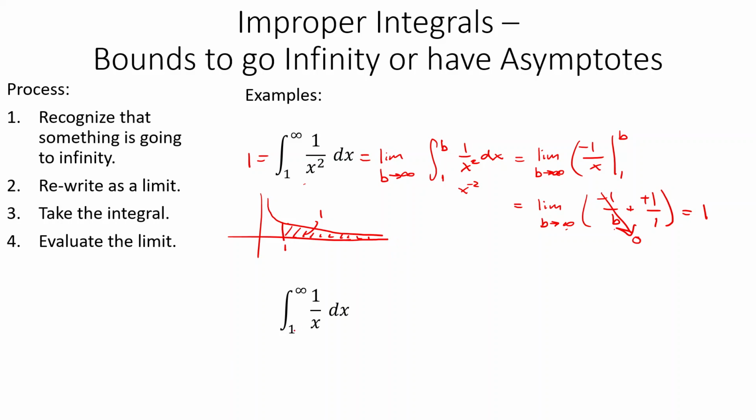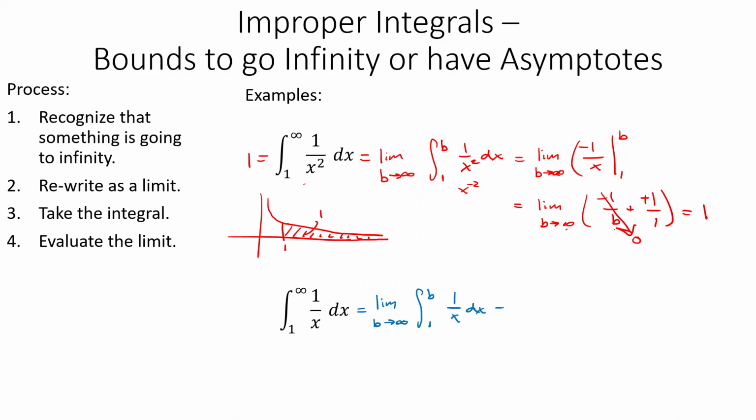All right, let's try another one here. That doesn't always happen, that we get an answer. Oftentimes, we won't get an answer. And if we don't get an answer, we can say it diverges or it goes to infinity. So again, we want to write this as the limit as b goes to infinity of the integral from 1 to b of 1 over x dx.